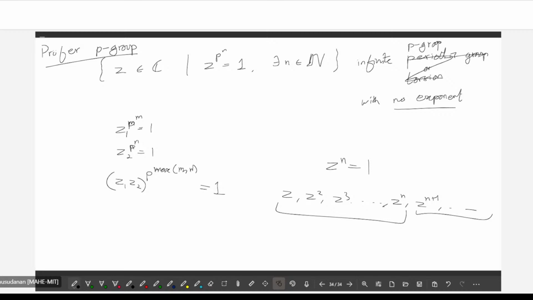Right? Exponent of a group means what? One n such that for all the elements of the group, when you take them to that power, it becomes the identity. That is not there in this case. That's why we have to define it in such a slightly complicated way.